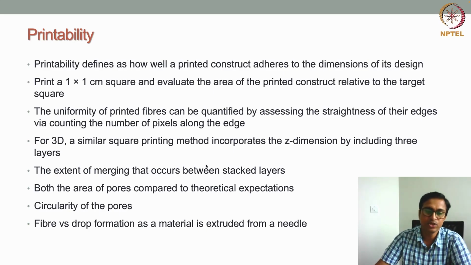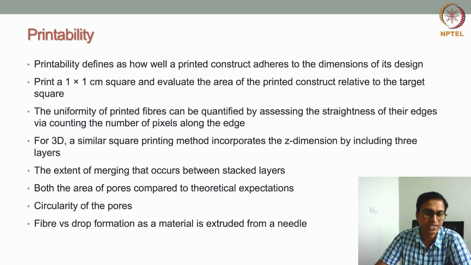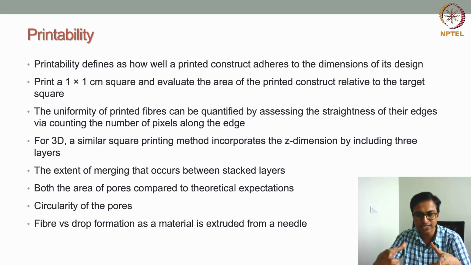In that case, the widening of the layer lines will happen. That can be easily seen for certain bioinks. Also, whether the area of the pores is close to the theoretical extent. Suppose I created a lattice structure, a square, then the pores: whether the pores are a perfect rectangle, or circular, or there is a deformation. By this we can understand.